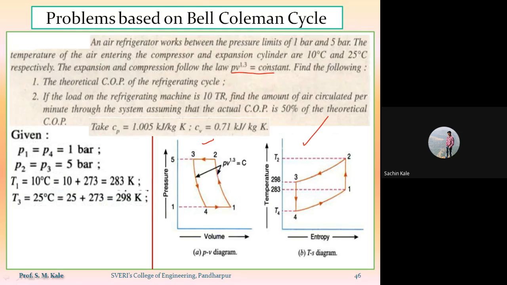As compression and expansion follow the law PV raised to 1.3 is equal to constant, they have given the value of n as 1.3. So what do we have to find out? We have to find the theoretical COP of the refrigeration cycle. So first of all, we have to calculate the value of COP.